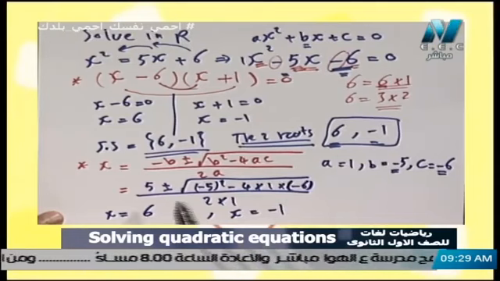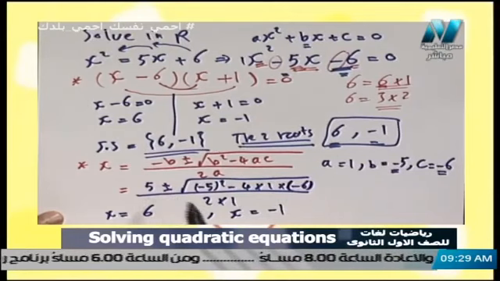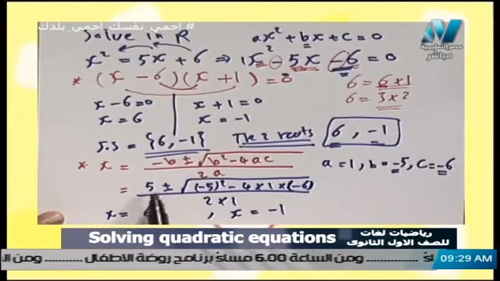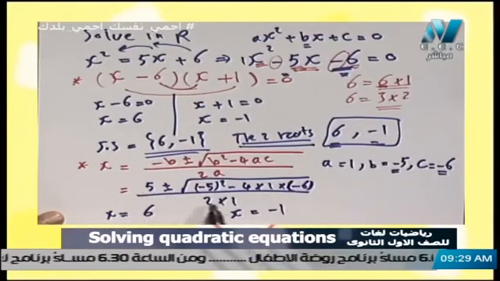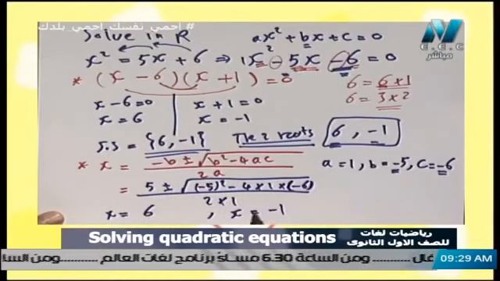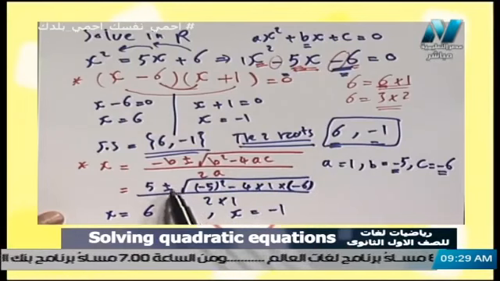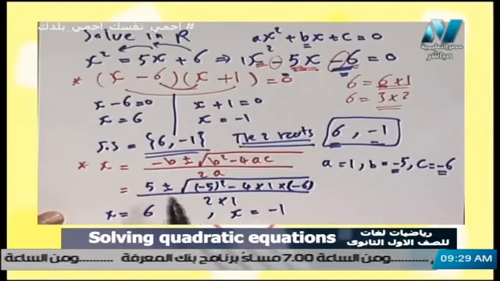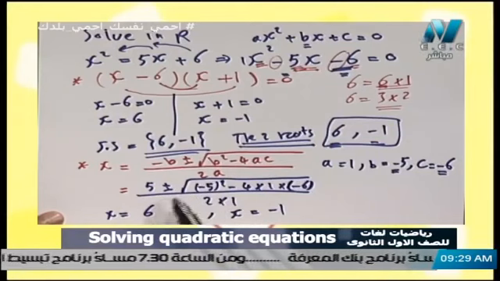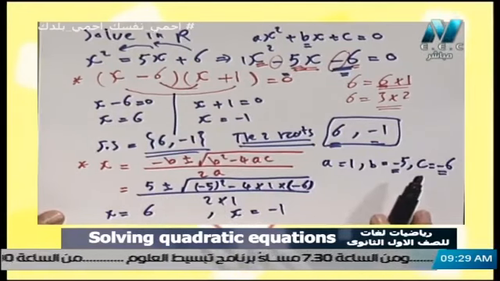Why two solutions? Because we have here positive or negative, as we said. We put in the calculator 5 plus square root over 2 times 1 the first time, and we go back again, delete plus, put minus to have the second solution. So the solution set will be 6 and negative 1, and the two roots are 6 and negative 1. Okay, let's move to another equation.